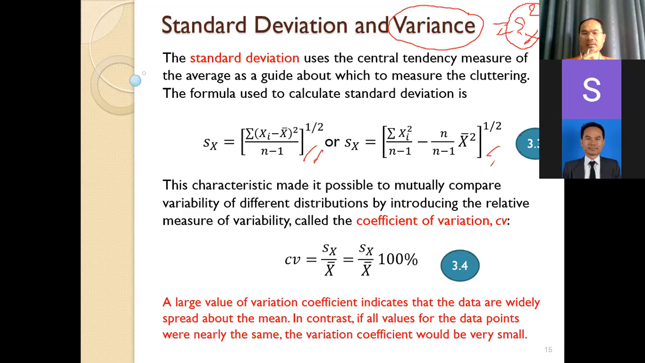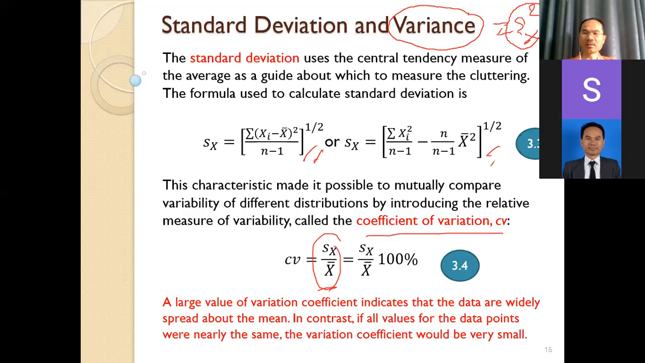But sometimes you can represent this data by the coefficient of variance, or CV. The coefficient of variance is the standard deviation divided by the mean. Or you can represent it in terms of percent: you calculate this value and then multiply by 100. This is the percent coefficient of variance.